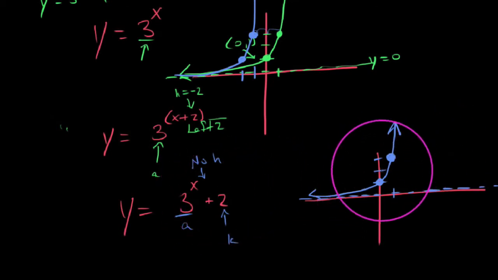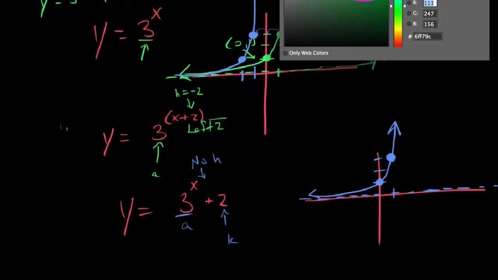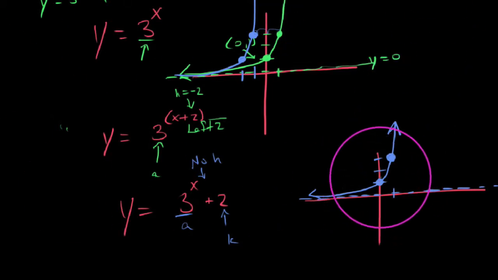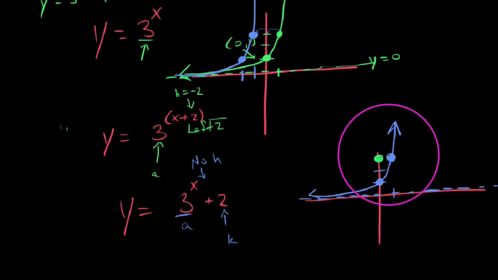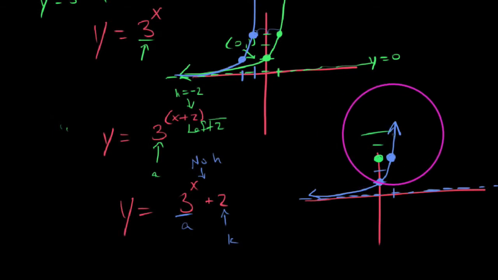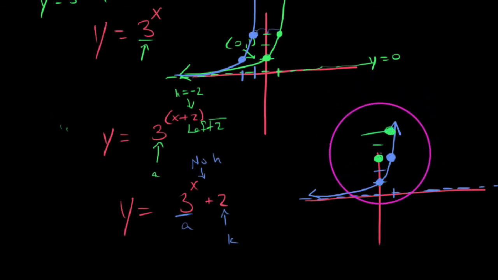So we'll take everything we have, we'll shift it up twice. So instead of the point, why don't we switch back to a green again? That'd be nice. Instead of the point 0, 1, it'll be at the point 0, 3. And instead of the point 1, 3, it'll be 1, 5. The important thing to notice here is this.